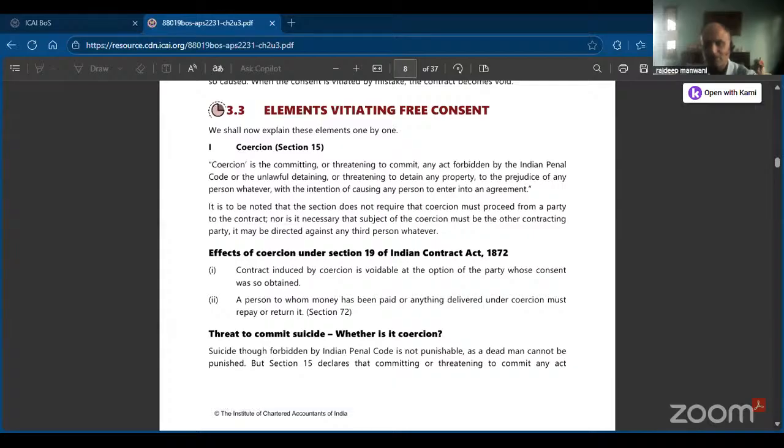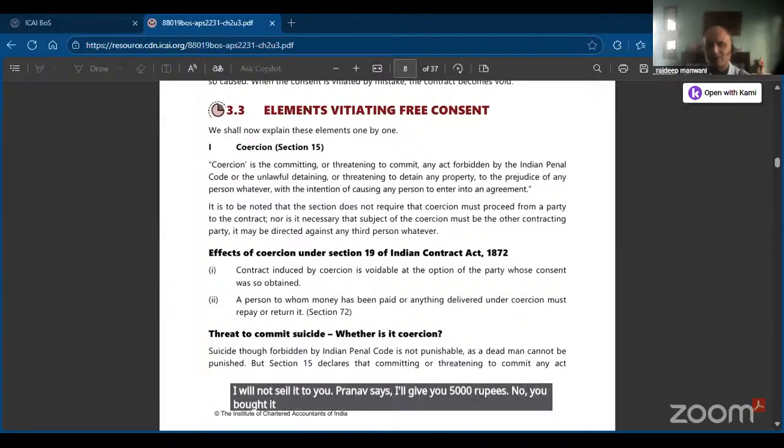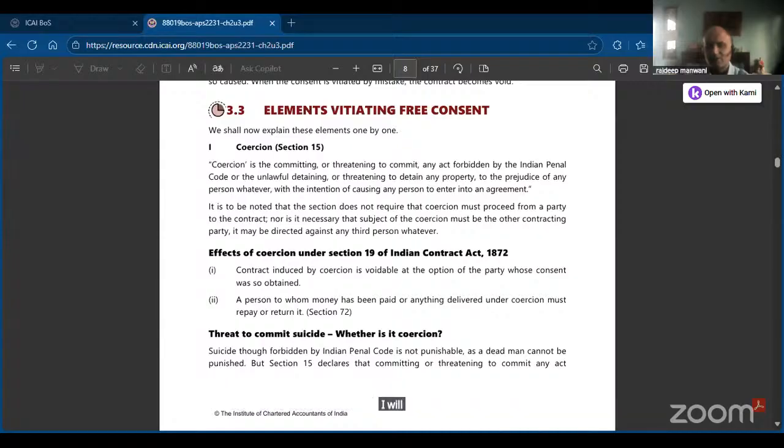Now we'll take an example. Our friend Sahana, everybody likes her gold pen. That gold pen is one designer pen. And her friend Pranav comes and tells her, sell me that gold pen. Sahana says, please, this gold pen is a very rare collection. I will not sell it to you. Pranav says, I'll give you 5,000 rupees. No, you bought it only for 4,000 rupees. She says, whatever it is, it's not available. I will not sell that gold pen.